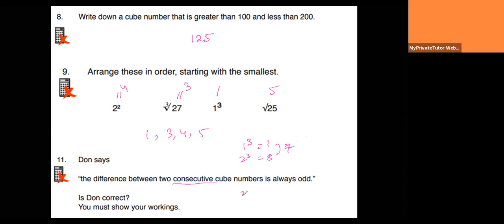Let's take one more. 3 cube, what is 3 cube? 27. 4 cube, 64. So we'll get an odd number again, obviously, right? Yeah. Do you want to try one more thing? Let's take 6 and 7. 6 cube is 216 and 7 cube is 343. And I think we'll get the same odd number again, right? Yeah. So the difference between two consecutive cube numbers is always odd. So that's a weird question though.